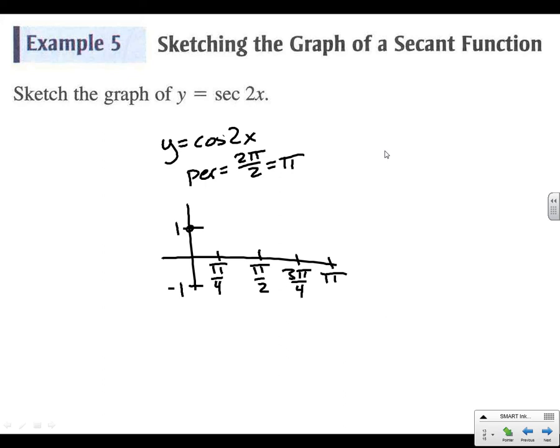And cosine would start high, come down, and go back up. But I need to flip that over for secant, so I need to put asymptotes anywhere I would hit 0. We're going to go down instead of up. We're going to go up instead of down. Okay? And so that is our graph of secant.